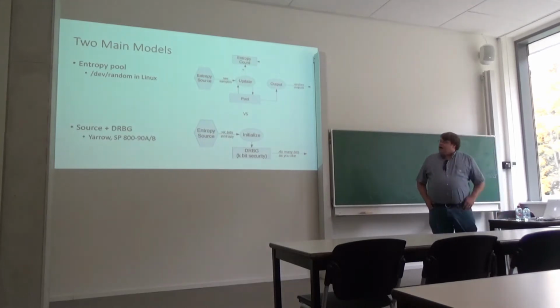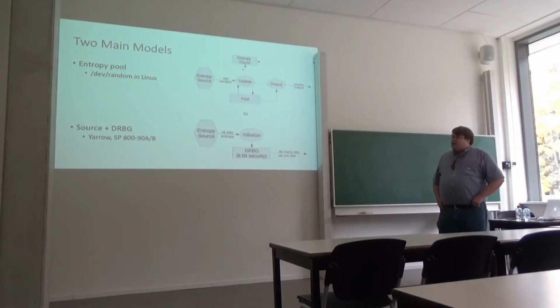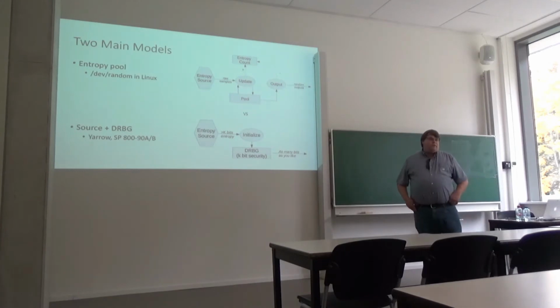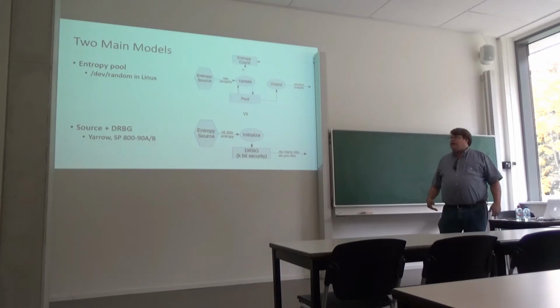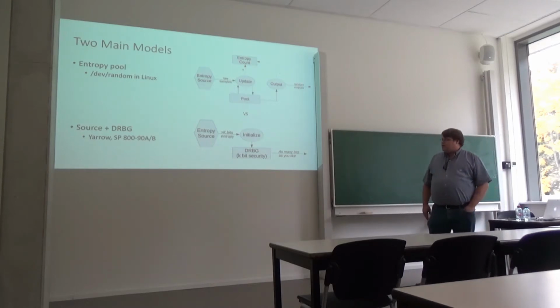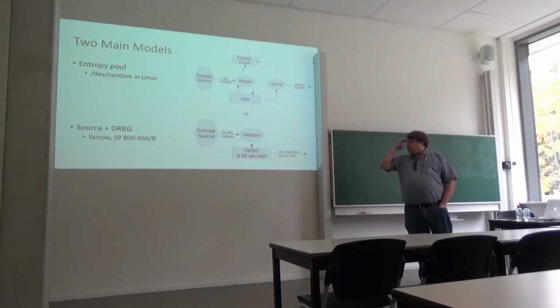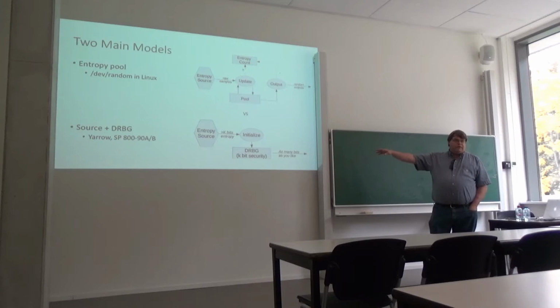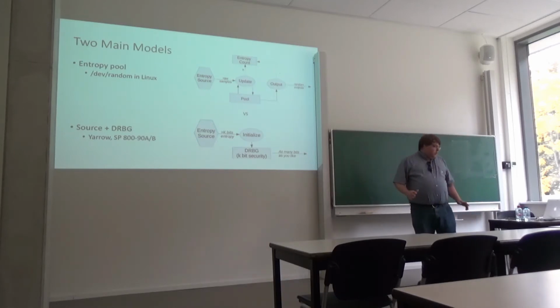I'm glossing over a lot of detail here, but in most of the world, especially in software, you'll see 2 broad models used for generating cryptographic random numbers. One of them is the dev-random approach with an entropy pool. The other you can think of as the Yarrow approach, where you have an entropy source just initializing a random number generator, a DRBG, and then that DRBG gives you your bits. These 2 are somewhat different strategies.